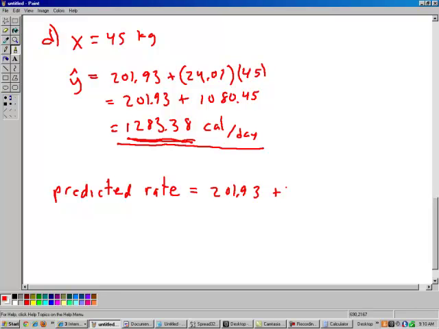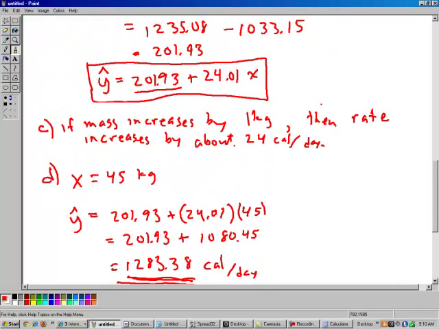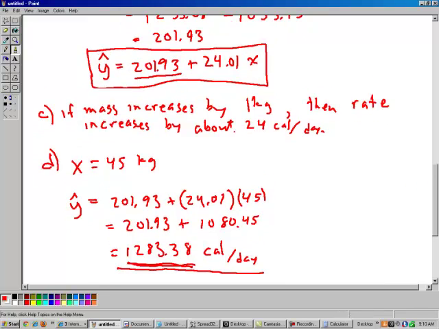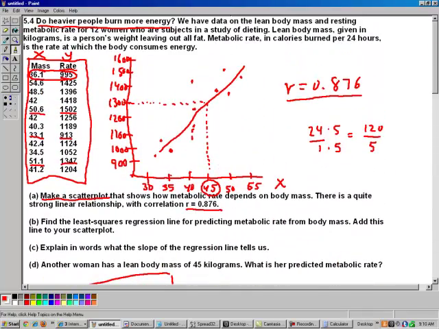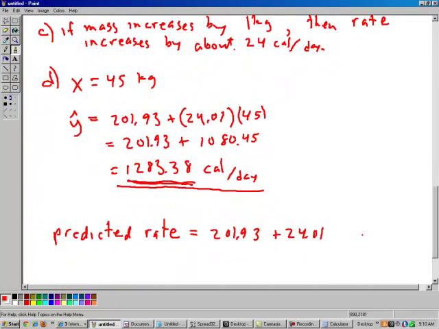201.93 plus 24.01 times, and then instead of x, you can actually say what x represents, which is mass, or I guess more accurately, it's the lean body mass. But I'll just say mass here. So then just say mass. Put that in parentheses so we know that's multiplication. And that's a perfectly good formula to use as well.